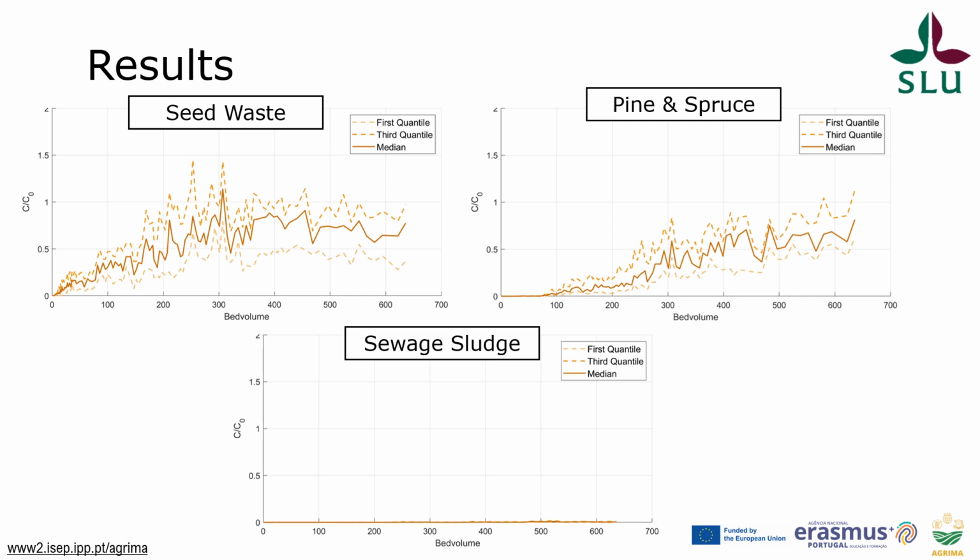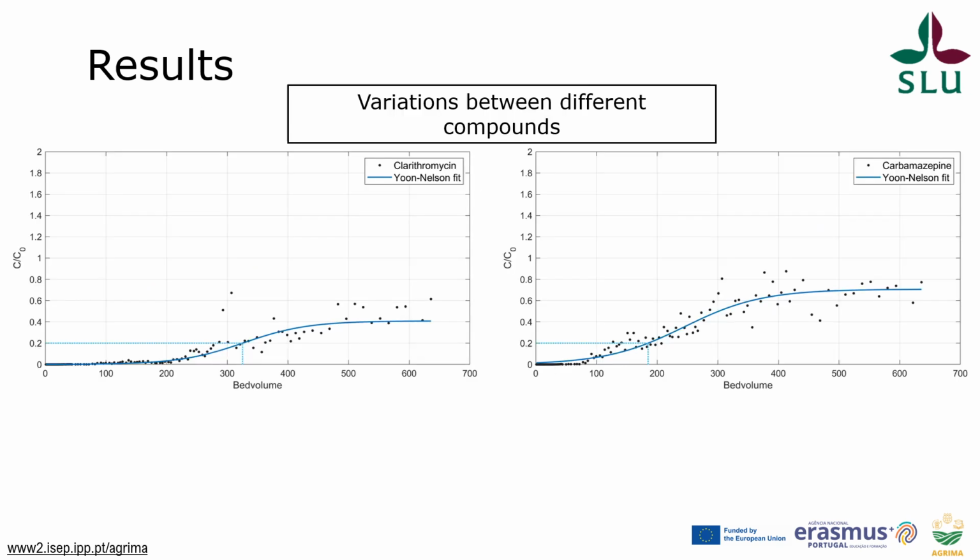So I also talked a little bit about the difference in the pharmaceuticals, because here you see pharmaceutical deviation as well. So let's pick out two pharmaceuticals. So here we have two pharmaceuticals that are quite commonly found in wastewater. One is carbamazepine on the right and clarithromycin on the left. And to make it easier to visualize, we fitted a common breakthrough model, the Thomas model, through it.